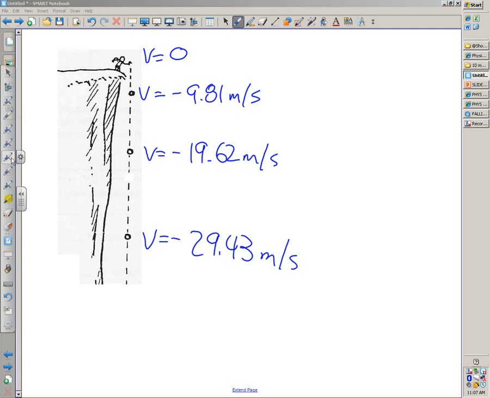Question. Displacement, 9.81 meters. True or false? For this section right here, displacement, 9.81 meters. True or false? Discuss in your small groups. Go.